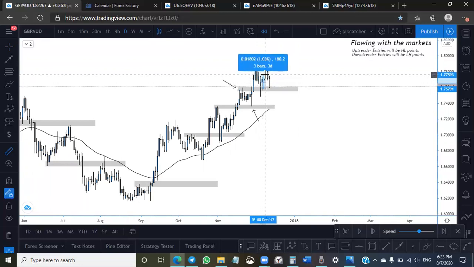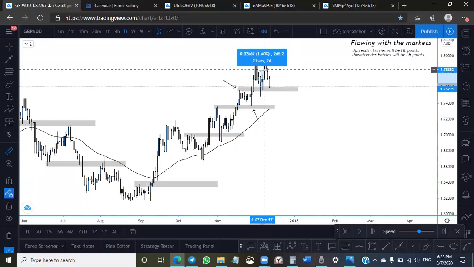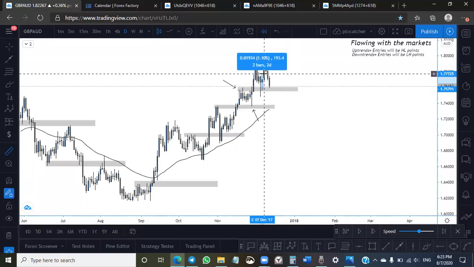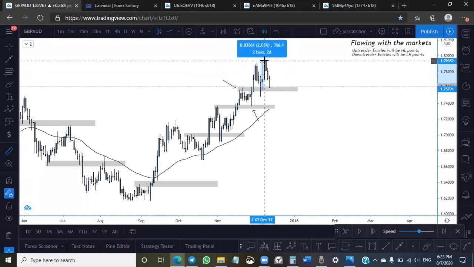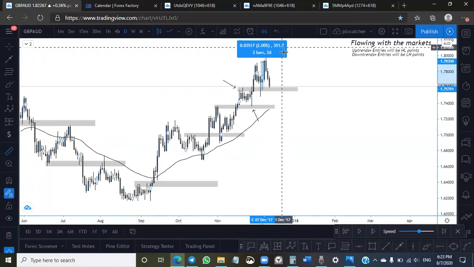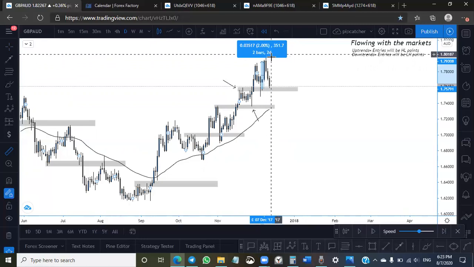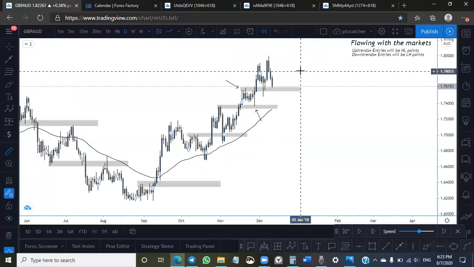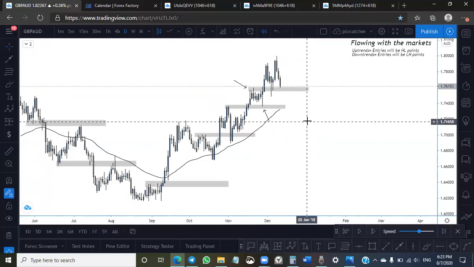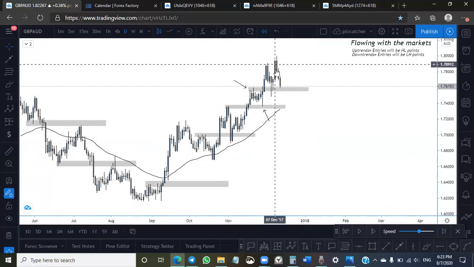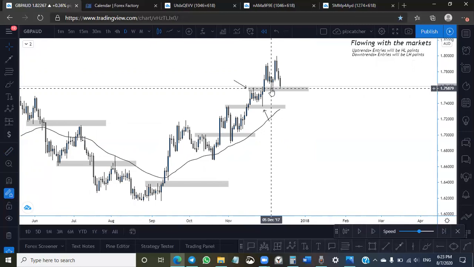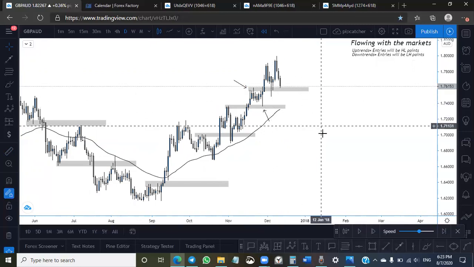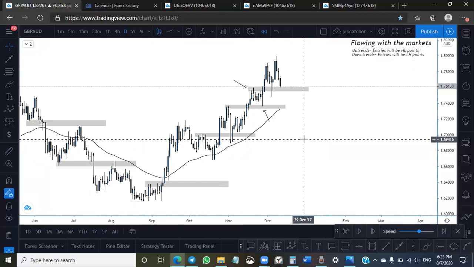eventually when you up your lot sizes, say a standard lot size on 50 pips is $500. Well, a standard lot size with 350 pips is $3,500 in 2 or 3 days. That is incredible. That is more in a couple days than what most people make in a whole month at their job.